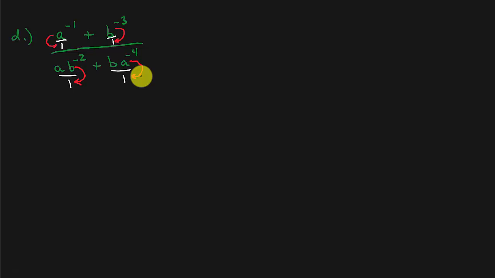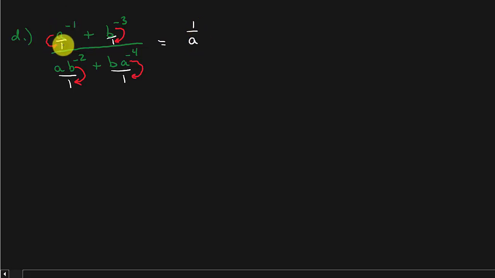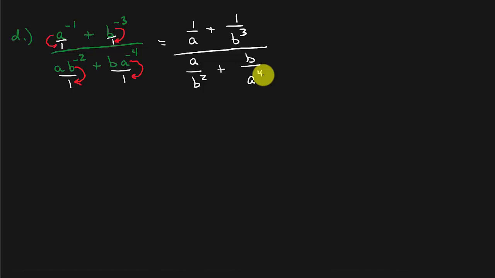Okay, that was one of the first videos I did, college algebra, integral exponents. Check that out if you need to watch it. And so that's going to be what? 1 over a, that's that term, plus 1 over b cubed divided by, that's going to be a over b squared, and this one is going to be plus b over a to the 4th. Okay, and now we've got a complex fraction. Now we simplify it just like we've done all the other ones.